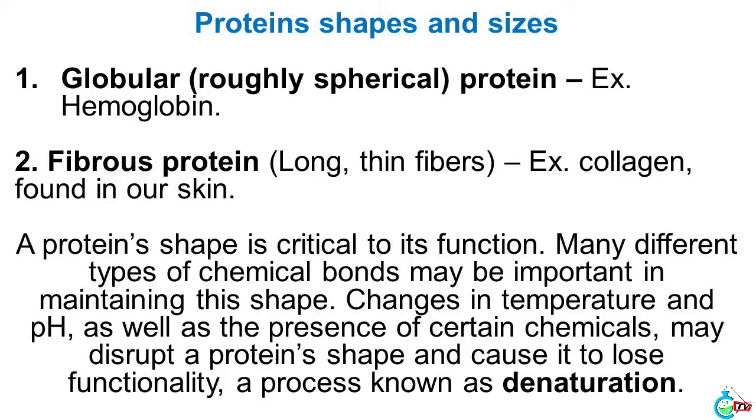Many different types of chemical bonds may be important in maintaining this shape. Changes in temperature and pH, as well as the presence of certain chemicals, may disrupt a protein's shape and cause it to lose functionality, a process known as denaturation.